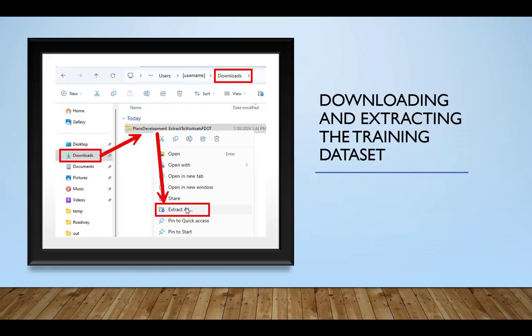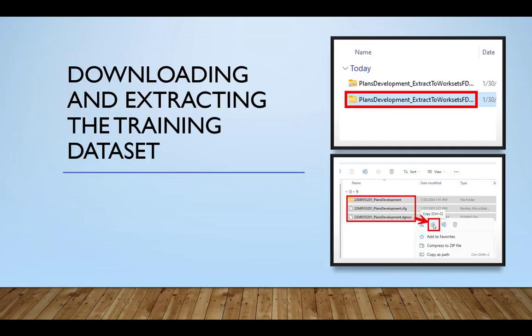To extract the contents of the zip file, right-click on the zip file and select Extract All from the right-click context menu. The Windows File Extraction dialog appears. Select Extract from the bottom right corner of the dialog. After extracting the contents of the zip file, a folder will appear with the same name as the zip file. Open the folder and inspect the contents.